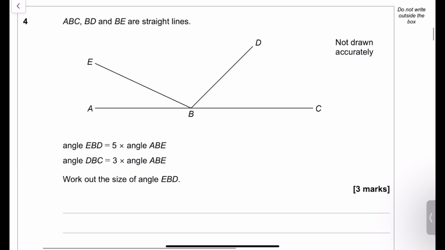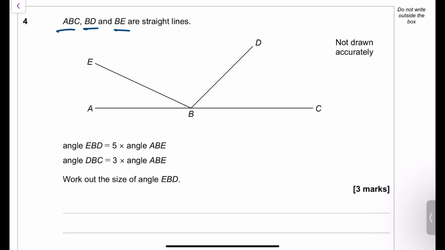Next page. Okay, A, B, C, D. You've got BD and BE are straight lines. So A, B, C, D, that's a straight line. The angle EBD is equal to 5 times the angle ABE.